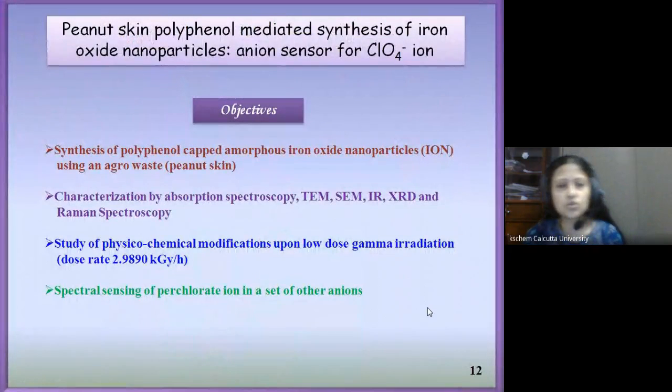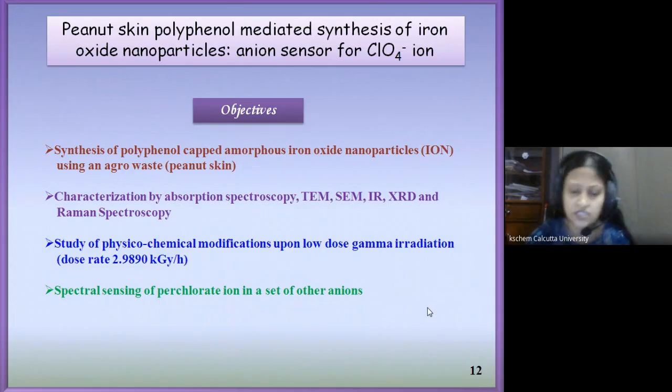So, our next motto was to see whether external radiations could also produce changes in the properties of the nanoparticles, where it can be used for some other analytical purposes or not. So, we used peanut skin polyphenols to mediate the synthesis of iron oxide nanoparticles and use it as an anion sensor for perchlorate ion. So first we synthesize the nanoparticles and characterize them, and also produce the nanoparticles in presence of low dose gamma irradiation with a dose rate of 2.9 kGy per hour, and studied the spectral sensing of perchlorate.